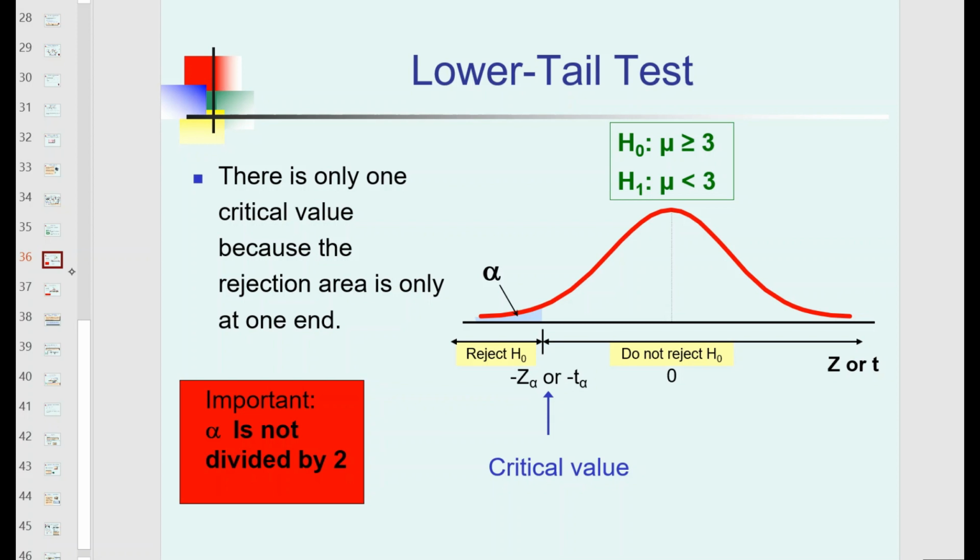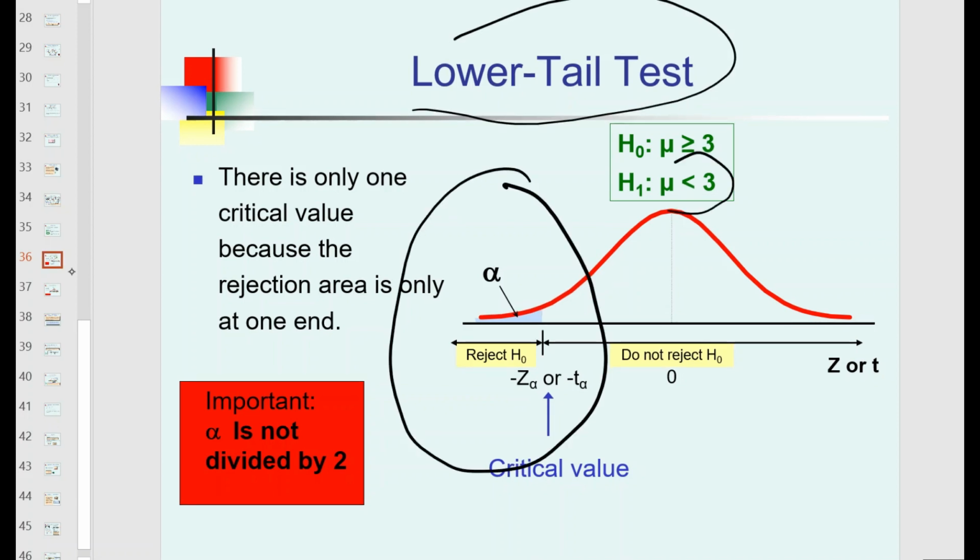So now we look at the lower tail test here. There's only one critical value because the rejection area is only at one end. One end only. So what is the end? The lower end, which is on this side because it's less than 3. Important, alpha is not divided by 2 here because you only involve one tail, which is the lower tail. So let's say if your alpha is 0.05, then 0.05 it is. You don't need to divide by 2 because this involves only one tail, one side only.